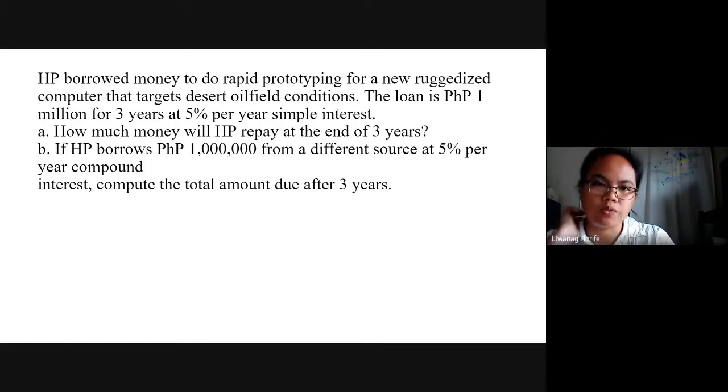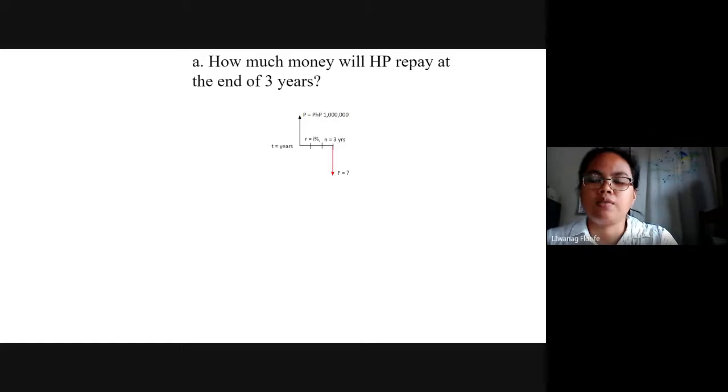If HP borrows 1 million pesos from a different source at 5% per year compound interest, compute the total amount due after 3 years. So we answer first the first question, which is how much money will HP repay at the end of 3 years. This is the cash flow diagram showing the money. At the start of the year is 1 million pesos. So at the end of 3 years, how much will HP repay?